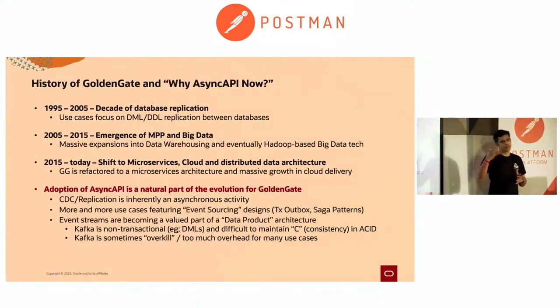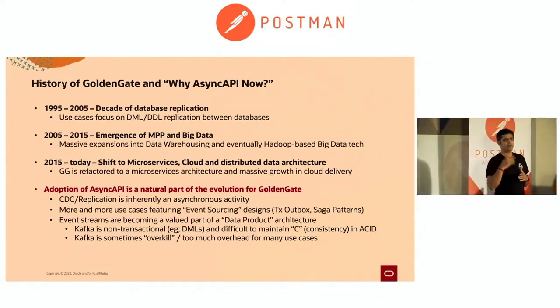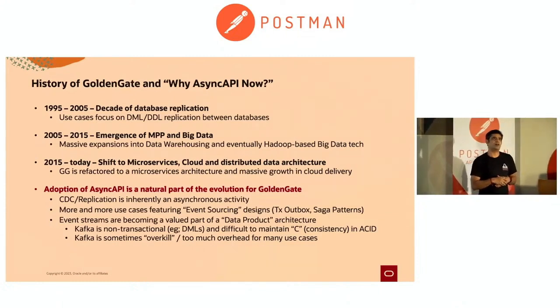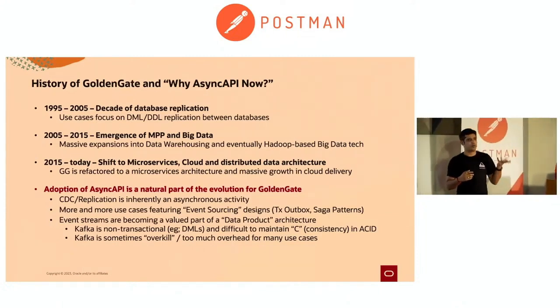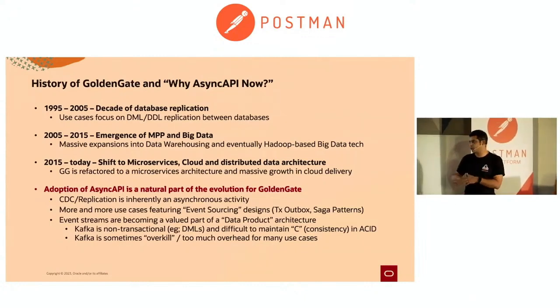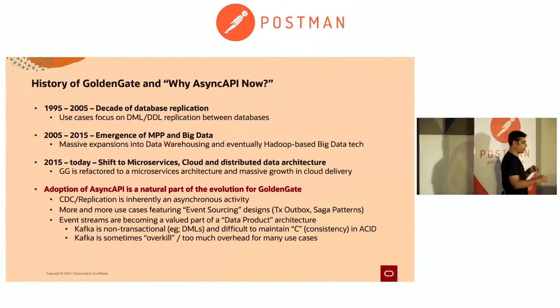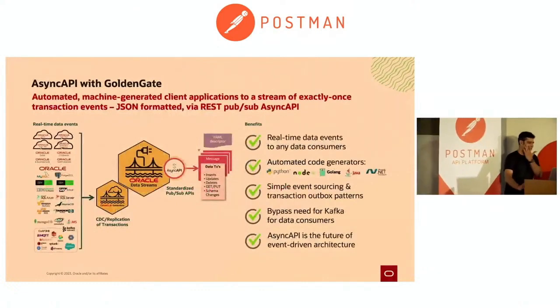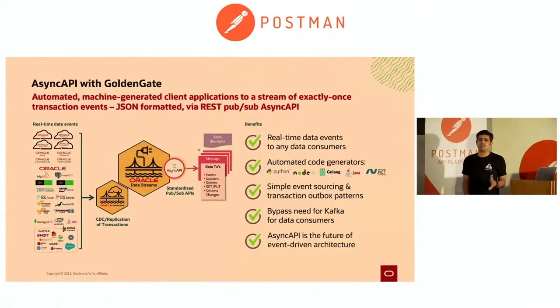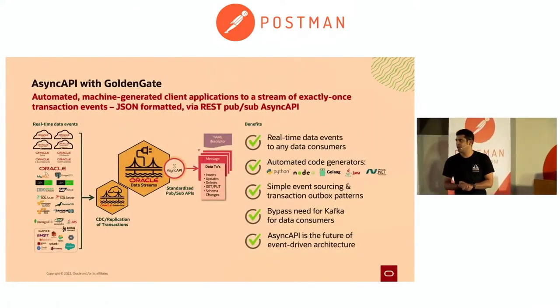Whenever you have so many consumers, whenever we publish data from one application to another application, that was one of the major drawbacks of Kafka. And that is when we thought, okay, why can't we go ahead and integrate AsyncAPI with Oracle GoldenGate?